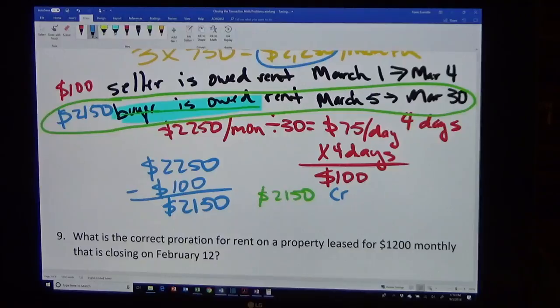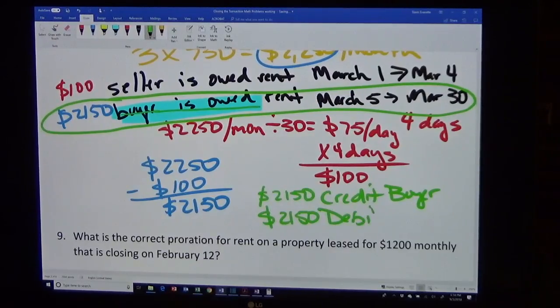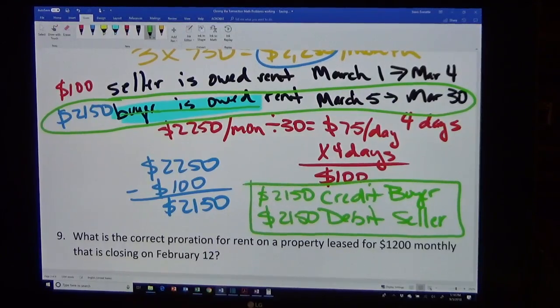Credit to the buyer, and $1,950 debit the seller. And that's your correct proration for rent. And if you think about it, that makes sense because the seller got all the rent in advance, so we need to take some back from them and we need to give that rent over to the buyer.